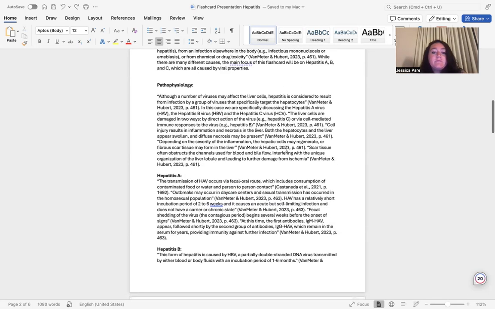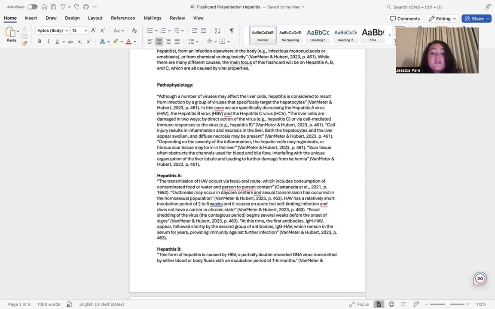The pathophysiology. So this is a review of all hepatitis in general. Although a number of viruses may affect the liver cells, hepatitis is considered to result from infection by a group of viruses that specifically target the hepatocytes. In this case, we are specifically discussing the hepatitis A virus, HAV, the hepatitis B virus, HBV, and the hepatitis C virus, HCV. The liver cells are damaged in two ways: by direct action of the virus, such as with Hep C, or via cell-mediated immune responses to the virus, such as Hep B.